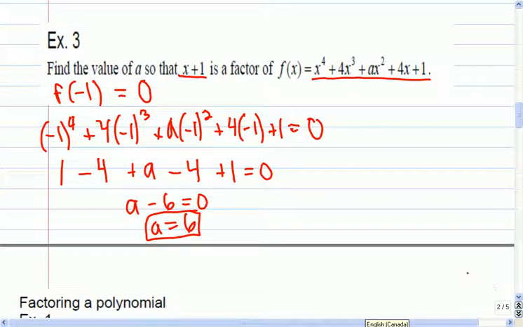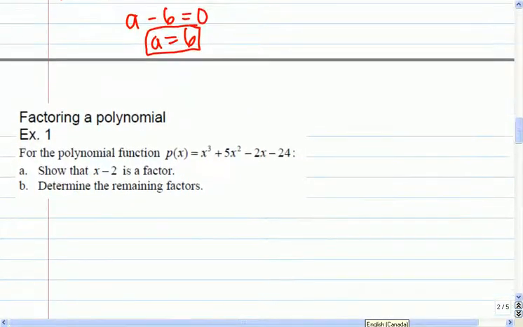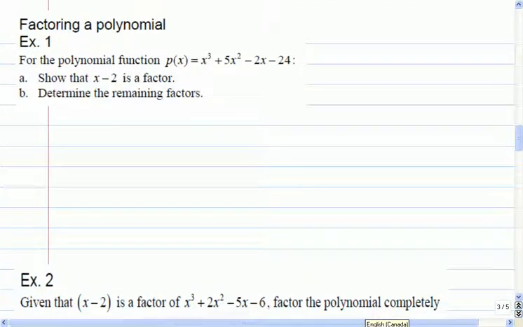Okay, so as I mentioned, the whole point of learning how to get the remainder of 0 to test for is so that we can factor things beyond x squared. So I'll show you how the procedure kind of works. In this first example, we have a polynomial, which is something new, right? We don't deal with cubics. So show that x minus 2 is a factor, and then determine the remaining factors.